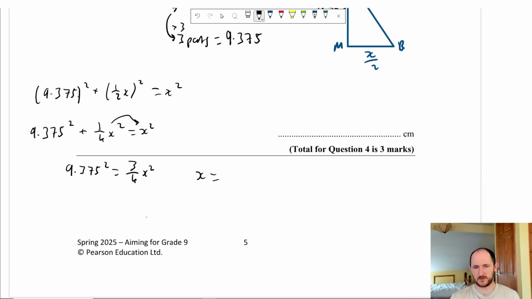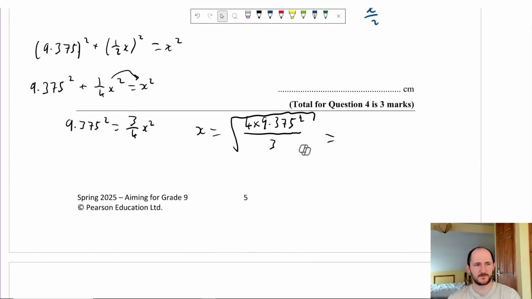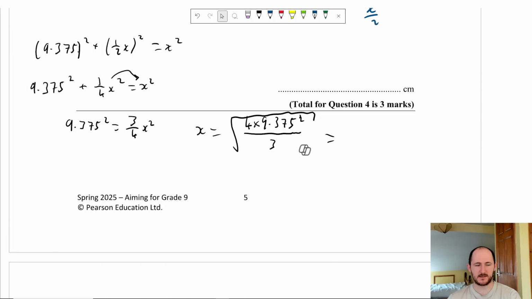So x is equal to 4 times 9.375 squared over 3, because again we have to times by 4, then divide by 3, and then square root. Again, it's a calculator paper, right? Okay, calculator, and it's 1 decimal place. So let's see. We're going to do square root 4 times answers squared over 3. Gives me 10.8 centimeters. 10.8 centimeters. There you go.